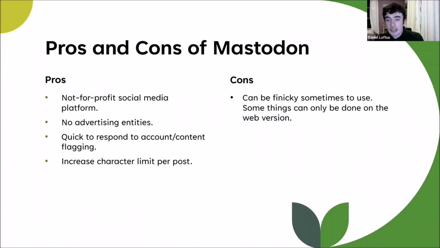It also has an increased character limit per post. On Twitter, it has 280 characters. On Mastodon, it has 500. So you can obviously add more in a post that way. And I found it helps because sometimes on Twitter, I'll end up doing a thread, but it'll only be 2 tweets, and I could probably fit almost all of what I wanted to say in one post on Mastodon.